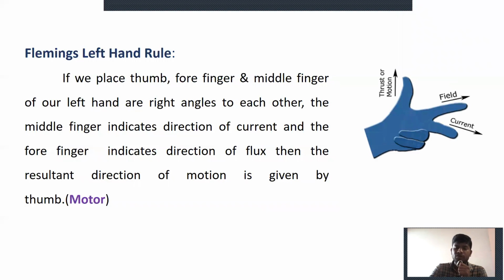In Fleming's left hand rule, similar to the right hand rule, take the left hand and again take three fingers, thumb, forefinger and middle finger, and place them at 90 degrees to each other. The thumb indicates the motion of the conductor, the middle finger indicates the direction of the current, and the forefinger indicates the direction of the field. If you take the right hand, it is Fleming's right hand rule.